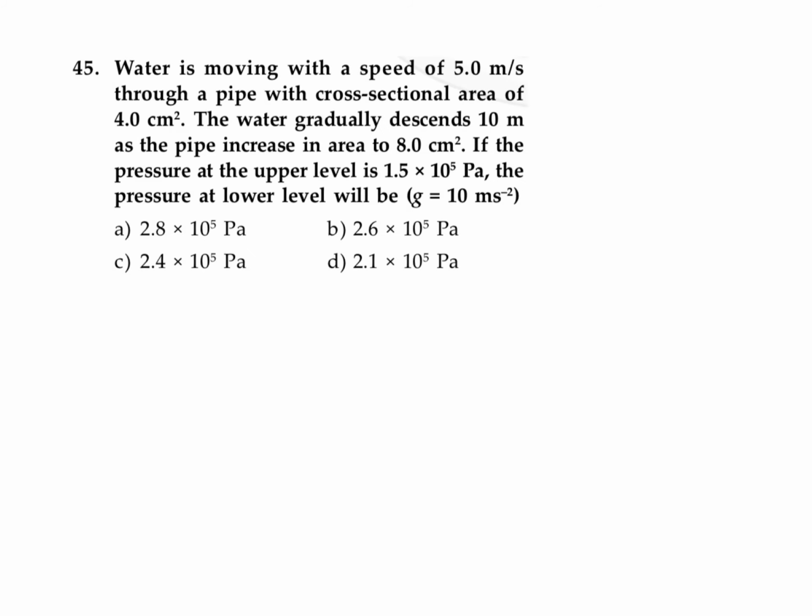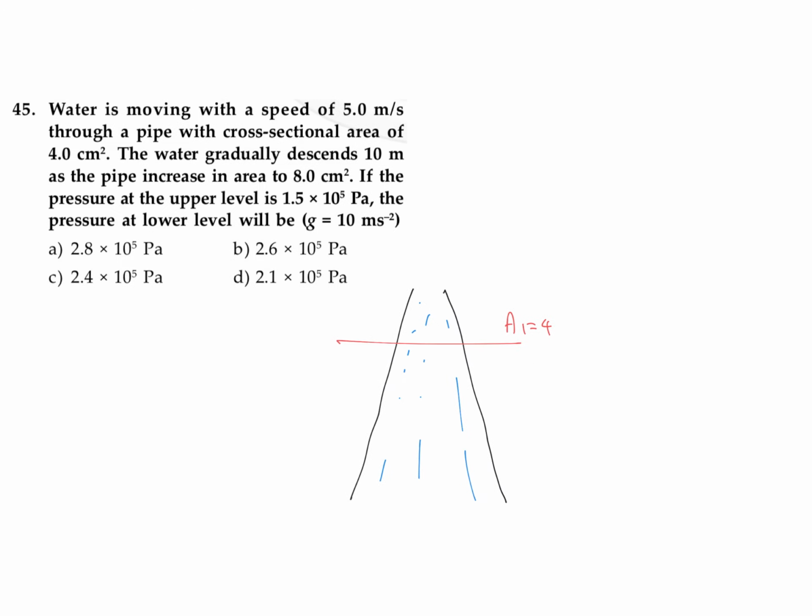Just try to understand this question. Over here, water is flowing through a pipe which is kept in vertical position, not in horizontal position, and some amount of liquid is flowing through it. Now, if you are considering a cross-sectional area over here, let's say this cross-sectional area is equal to 4 centimeter square, or you can write 4 into 10 raised to minus 4 meter square, where the velocity of liquid is 5 meter per second.